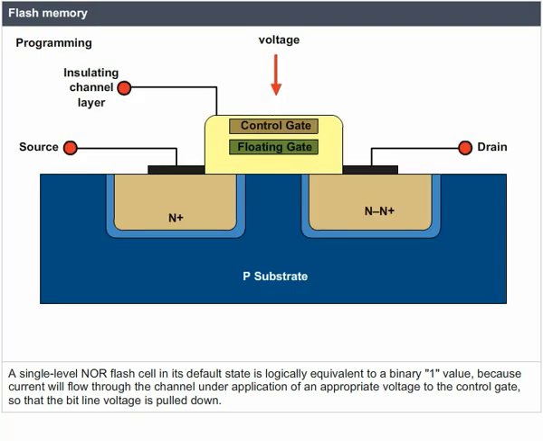Programming. A single level NOR flash cell in its default state is logically equivalent to a binary 1 value because current will flow through the channel under application of an appropriate voltage to the control gate so that the bit line voltage is pulled down.